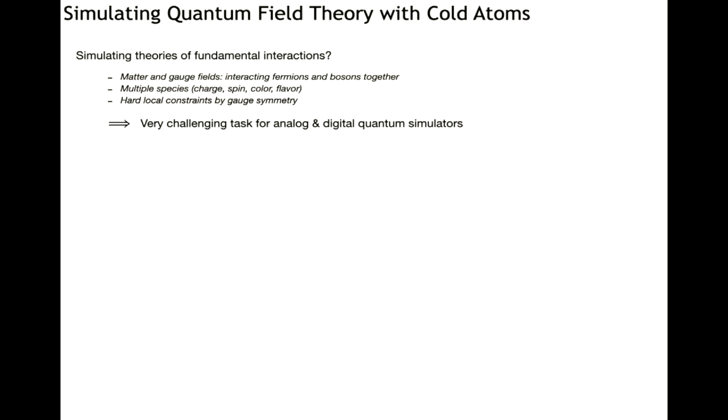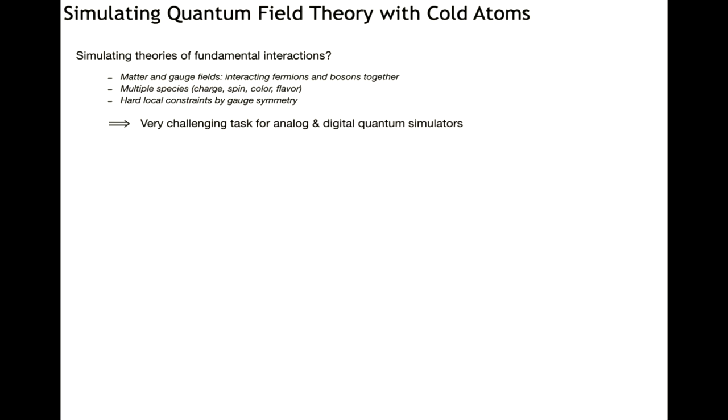So one is that theories of fundamental interactions have usually at least two kinds of particles. So there are the matter particles, the fermions, right? Like the quarks or the electrons. And then you have the gauge degrees of freedom, the gauge fields, like the electromagnetic field or the gluon field, right? So we have different kinds of particles, and so we have to have different kinds of species.